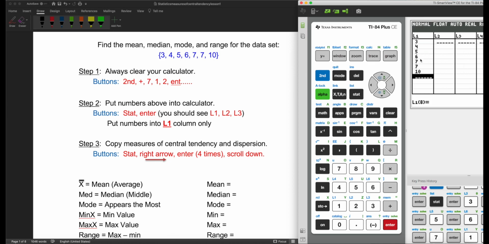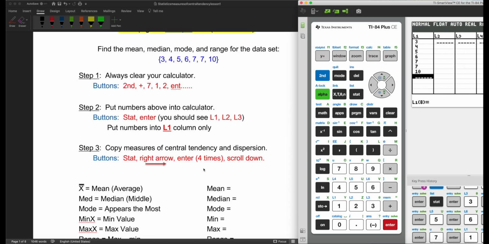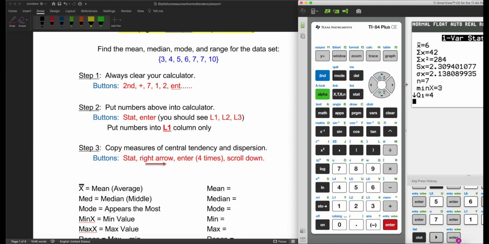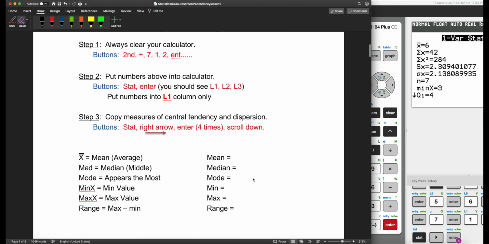Now, in order to get your measures of central tendency and dispersion, you hit stat, right arrow, and enter 4 times. So it's stat, right, and enter 4 times. Perfect. And now, the first thing that pops up, that's the mean right there. X with this line above it is always the mean. So that's the first thing we're going to write here. The mean is 6.